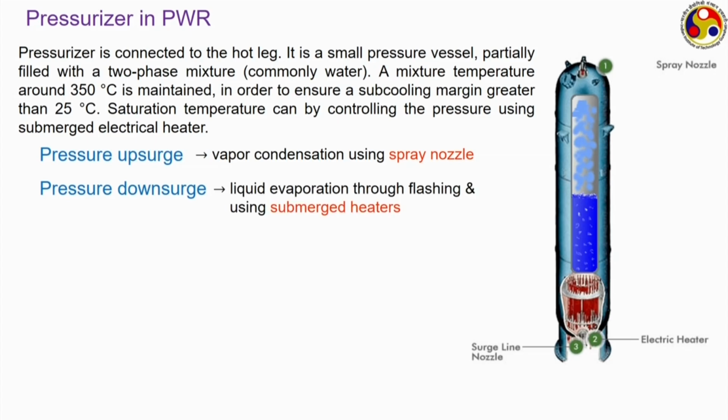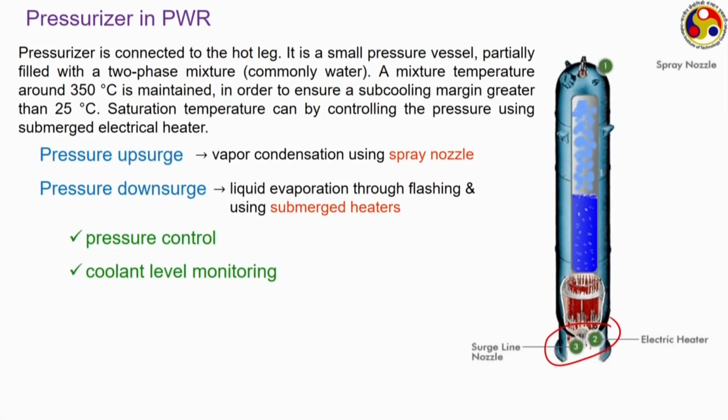If the flashing itself is not sufficient, then we may have a submerged electrical heater here. These electrical heaters also can get activated and heat up the liquid, thereby leading to some further evaporation and getting the pressure level back to the original one. So, the pressurizer serves several purposes, and the first one is pressure control. Like I have mentioned, both pressure upsurge and downsurge can be maintained.